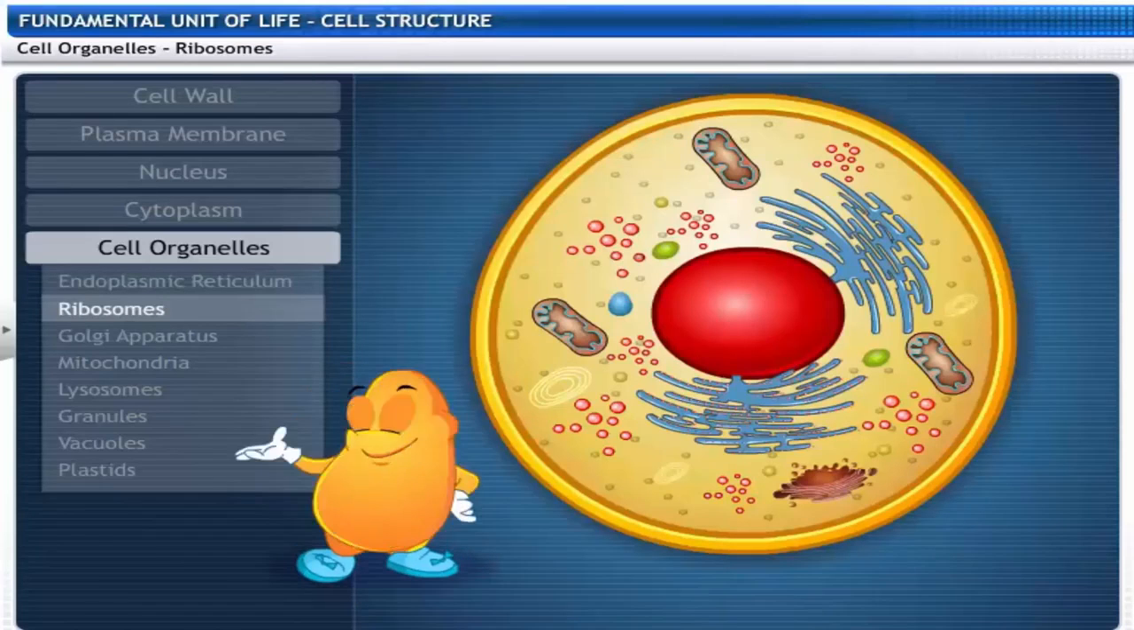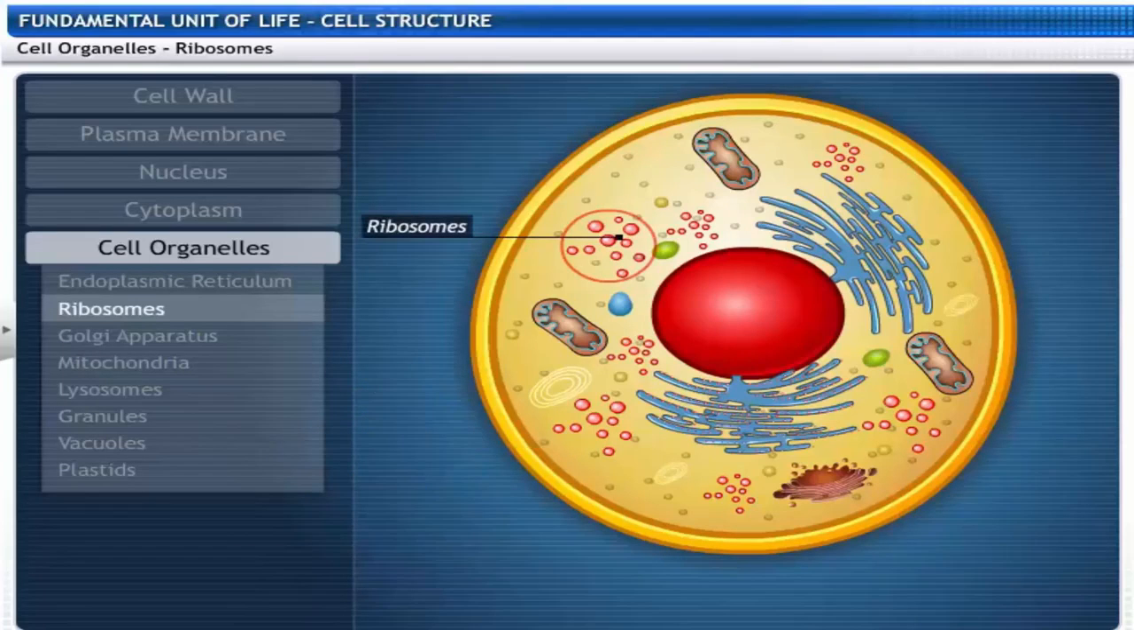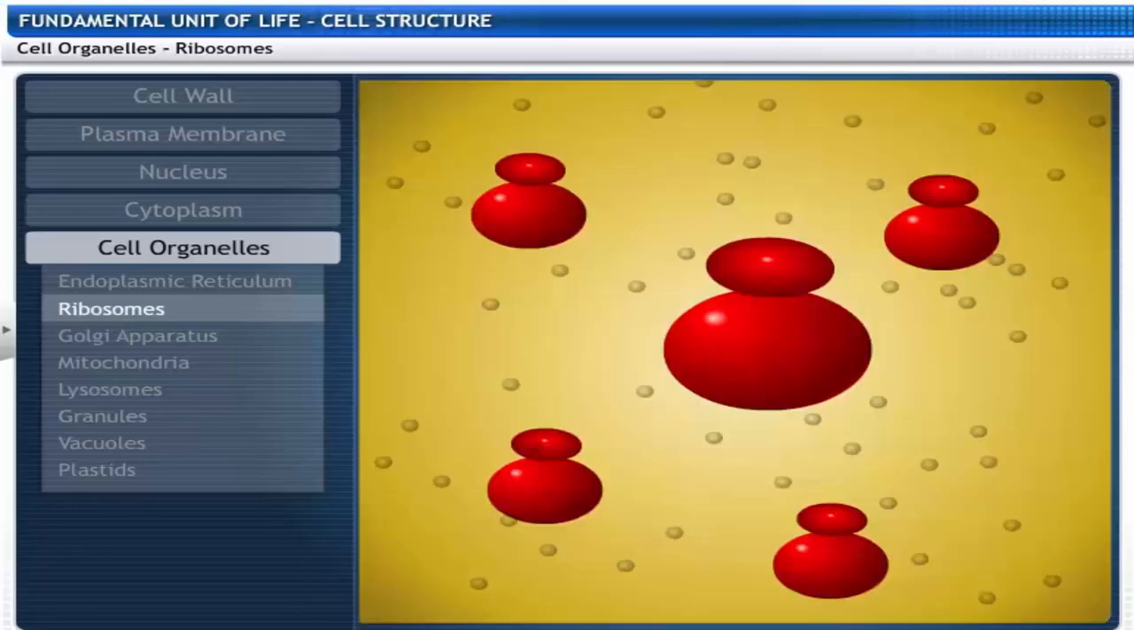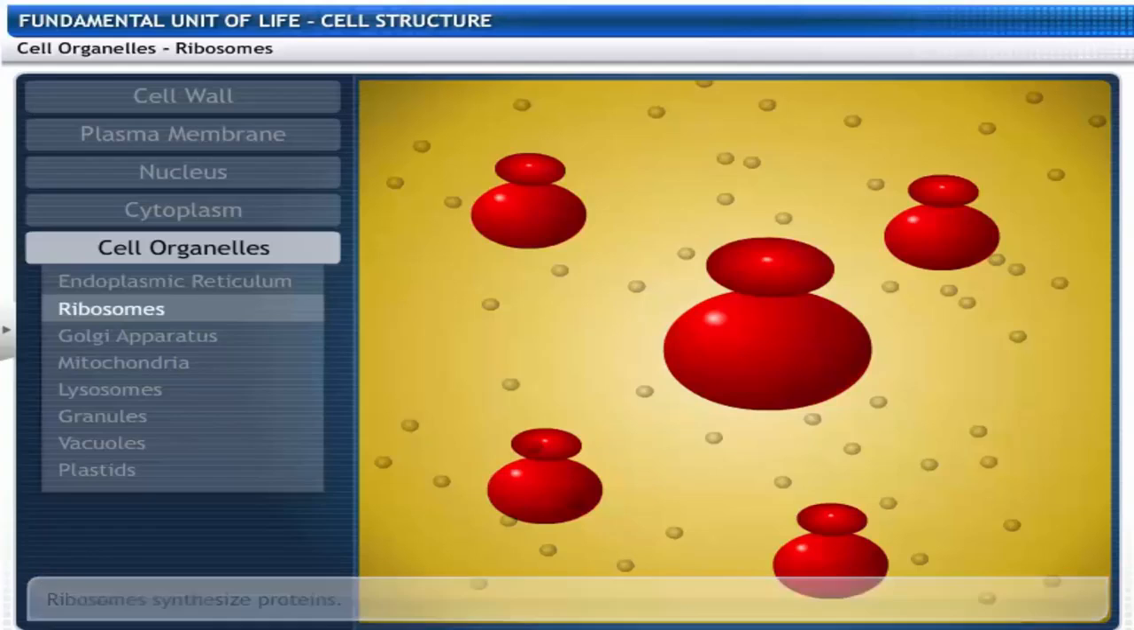Do you know what these small spherical granules are? These are ribosomes found scattered in the cytoplasm or attached to the outside of the endoplasmic reticulum. These are naked and have no membrane. Ribosomes synthesize proteins.